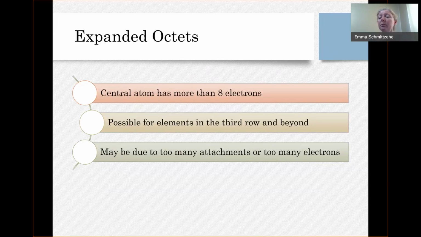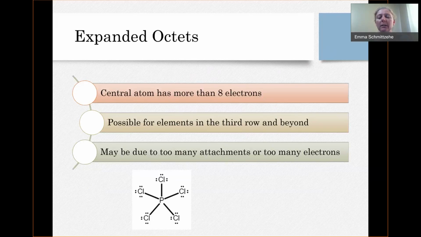And so one example of that would be PCl5. So PCl5 has 5 chlorines attached to this phosphorus. And so the only way you can attach 5 things to that is by using 10 electrons. So the phosphorus just ends up having an expanded octet because it's holding on to more things.